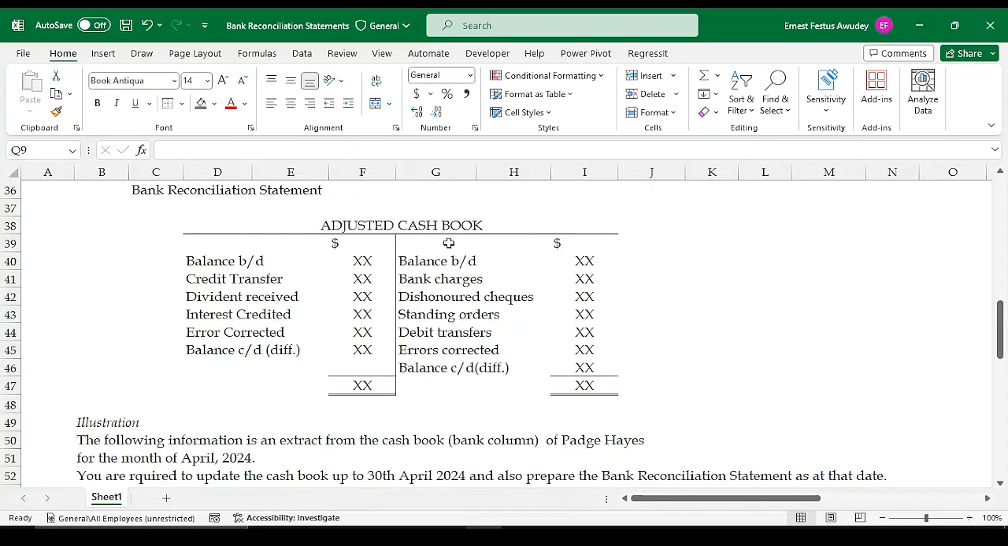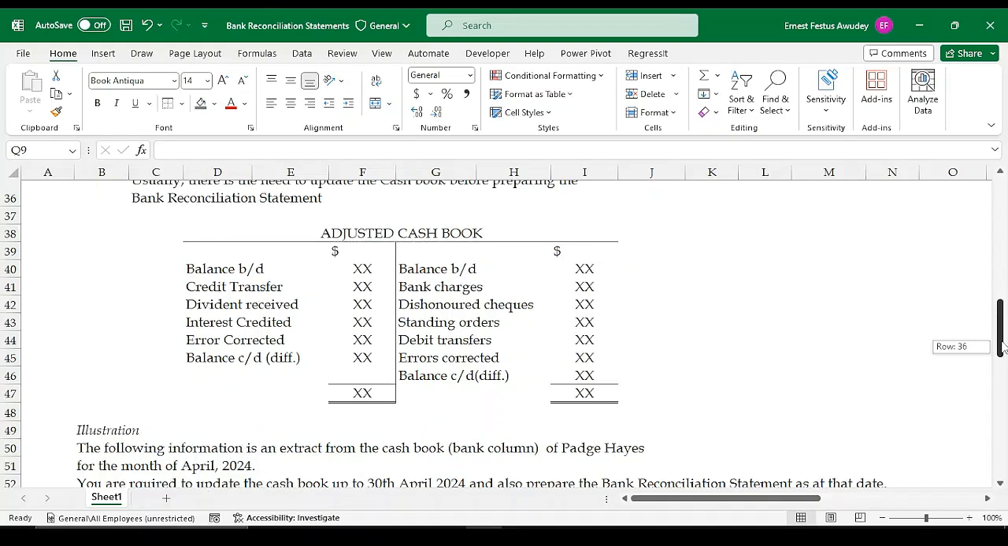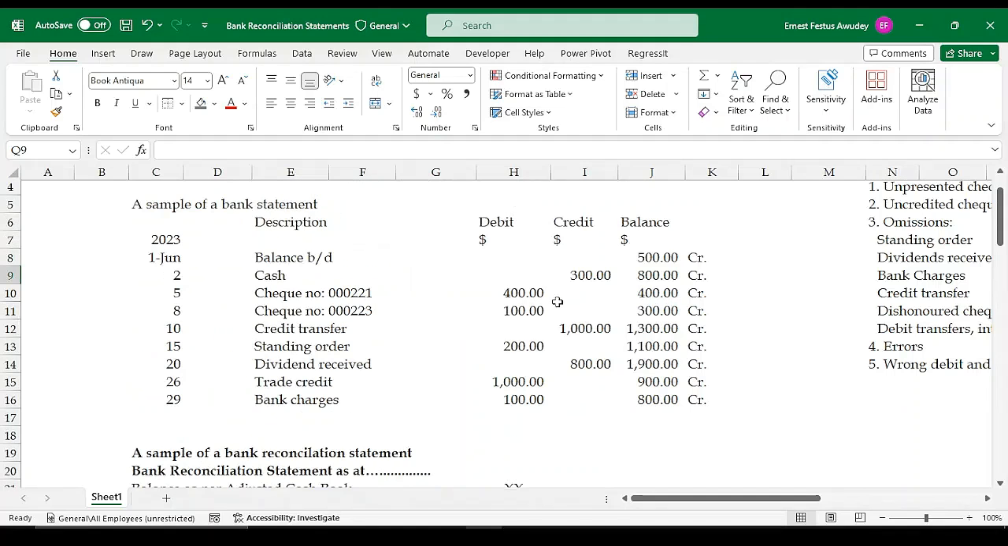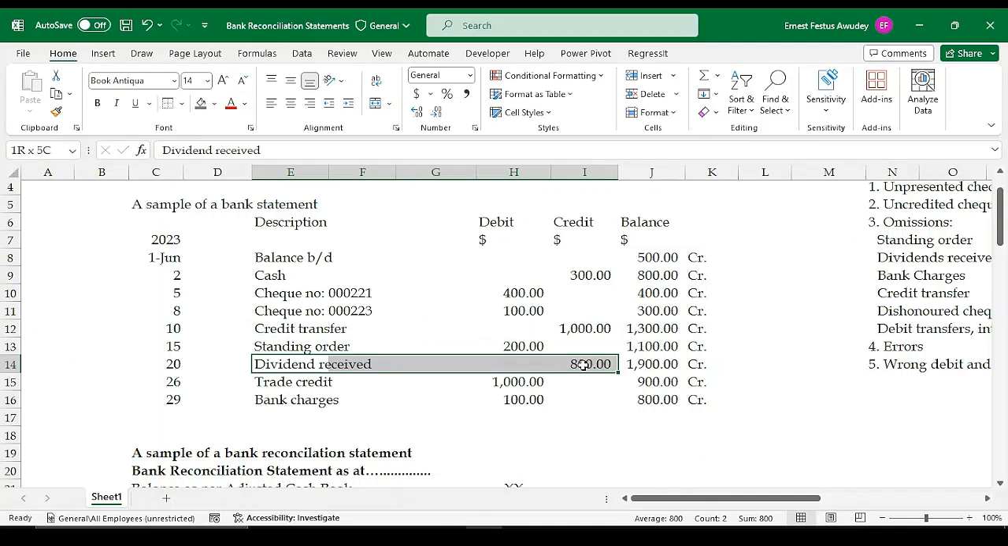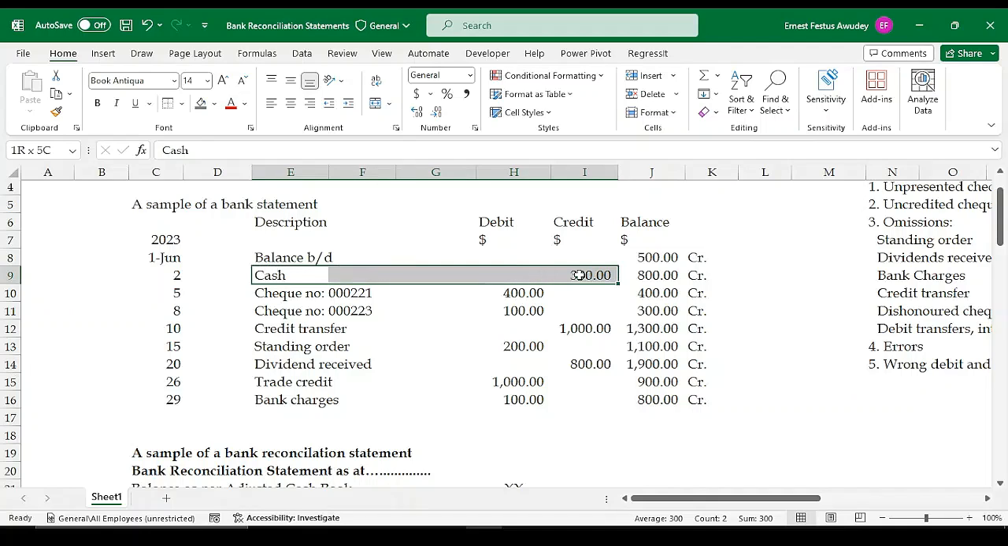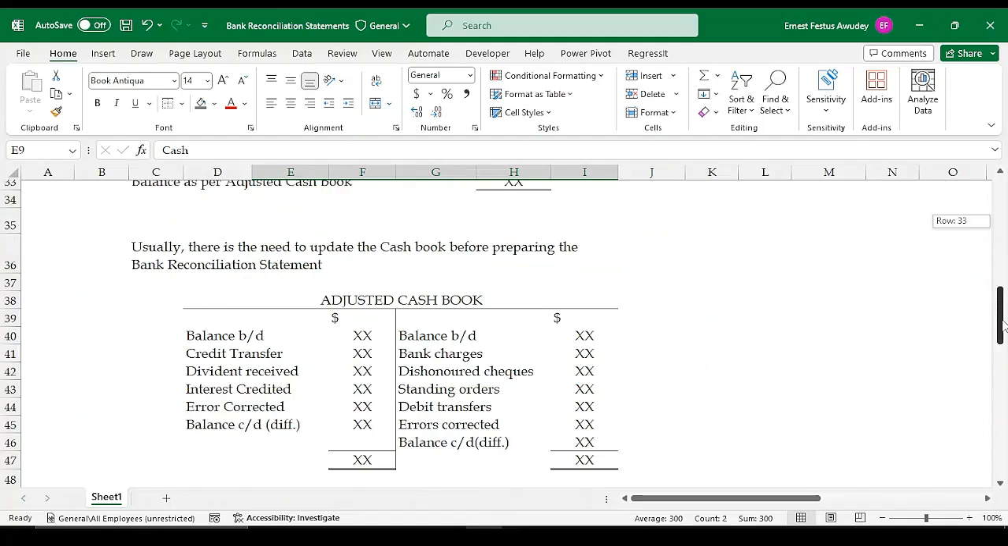When you look at it, you will see credit transfer here, dividend received here, interest credited here, and these are all at the debit side of the cash book. And these should have been entered at the credit side of the bank statement. So let's go to the bank statement and see what we have there. When you come to the bank statement, you will see credit transfer at the credit side, dividend received at the credit side, and a cash lodgement here at the credit side. Credit transfers, dividend received, they are all at the credit side. And when you come here, it is appearing at the debit side.